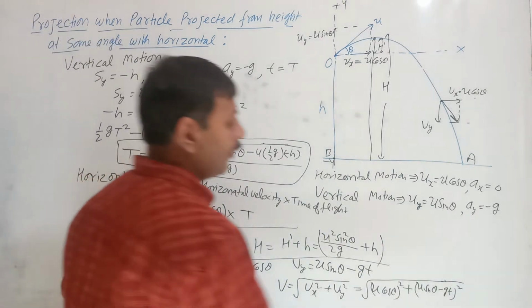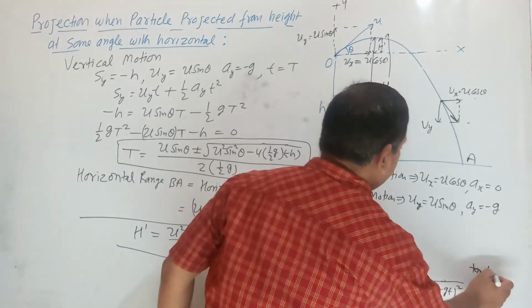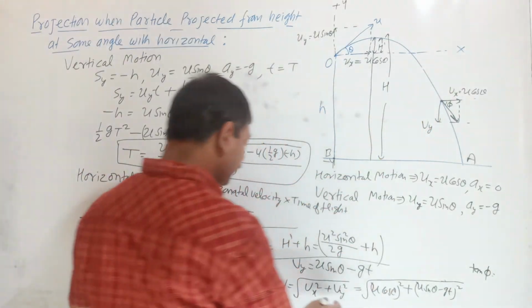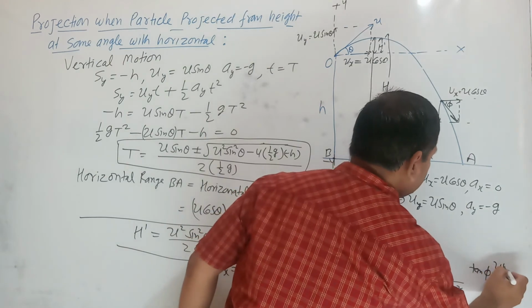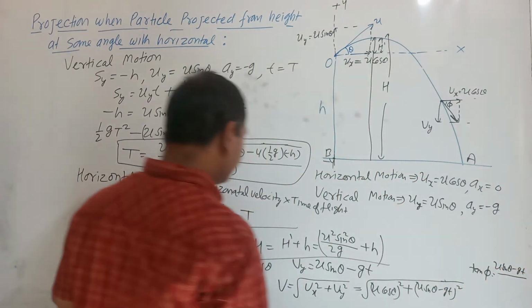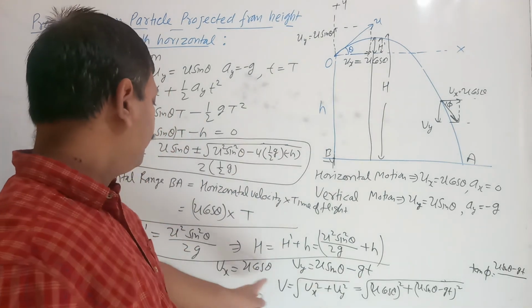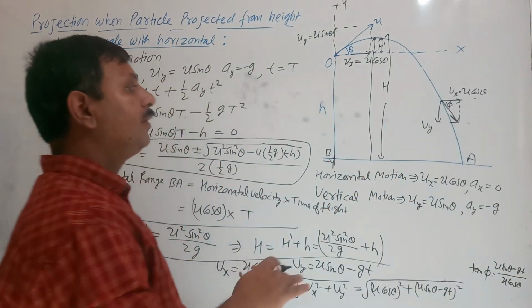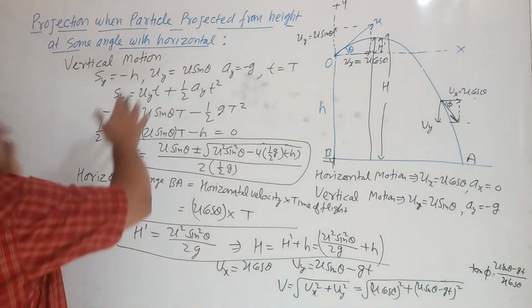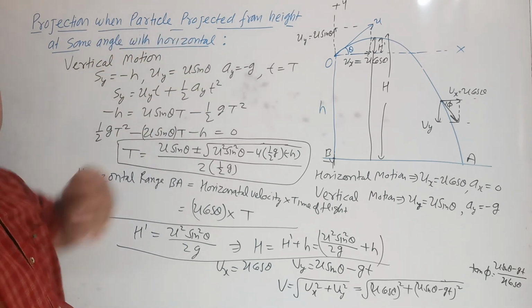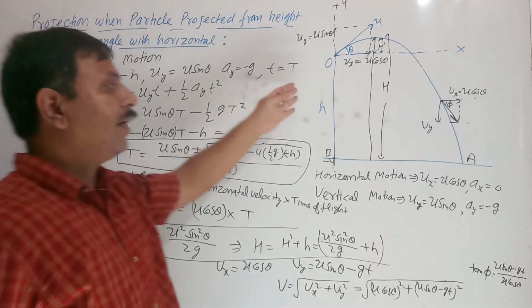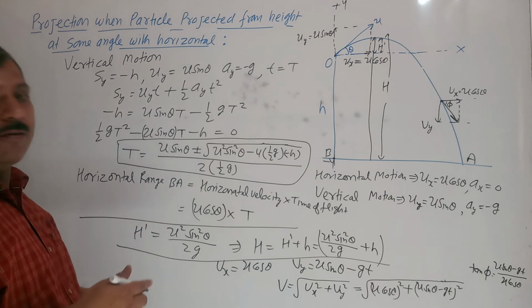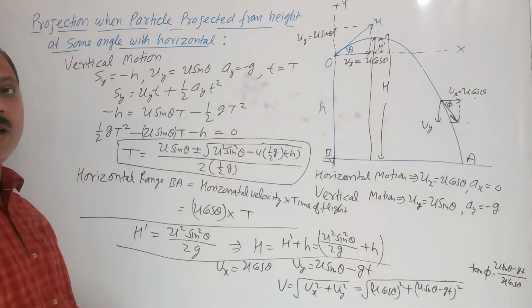If you want to find the angle phi that the velocity makes with the horizontal, it will be tan phi equals vy upon vx. Here vy is u sin theta minus g t, upon vx, which is u cos theta. So this will be the angle phi which it makes from the horizontal. The same thing we have to do: for a projectile projected from some height at an angle theta, we can find the time of flight, horizontal range, maximum height from the ground, and also the velocity at any instant.